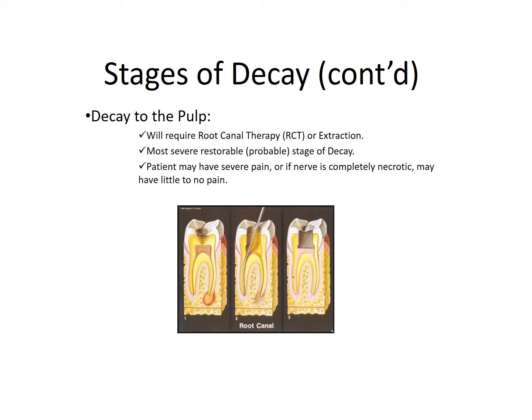The final stage of decay is decay to the pulp. This stage will require root canal therapy, RCT, or extraction. It is the most severe restorable stage of decay probable. Patient may have severe pain, or if nerve is completely necrotic, may have little to no pain.